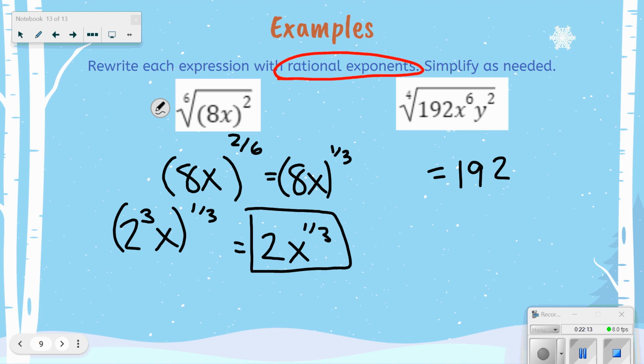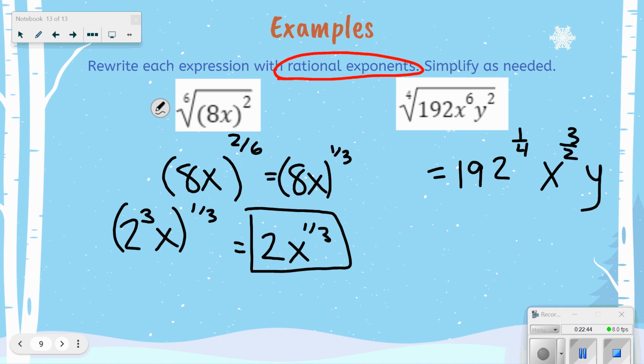Well, what's secretly this exponent of 192? 1, and then my base, the denominator, would be 4. What about with x? I would have x to what power? So the what over what? 6 over 4. Can I simplify 6 over 4? 3 over 2. Great job.